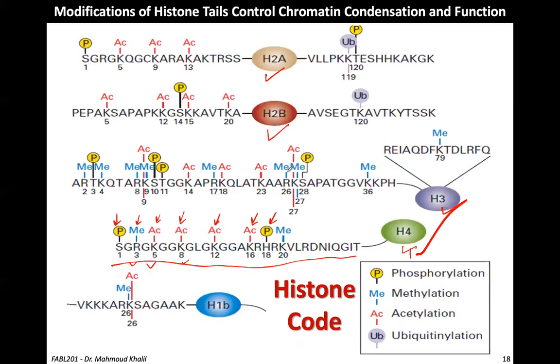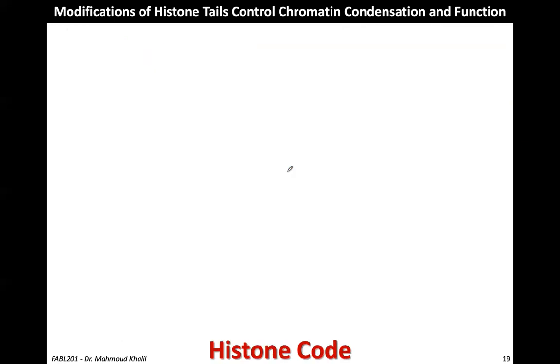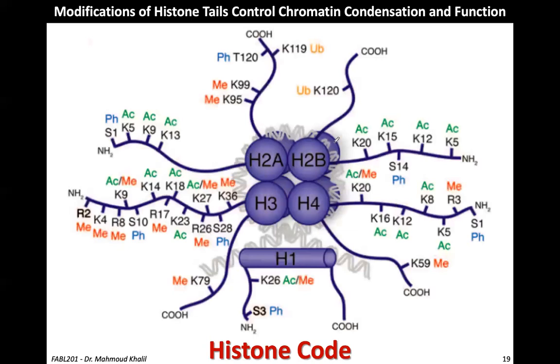To get the picture more clearly, this is the structure of the nucleosome. Each of the histones has its own tail. Each tail has its own combination of post-translational modifications, either methylation, acetylation, or phosphorylation. Scientists have agreed to consider this a histone code.